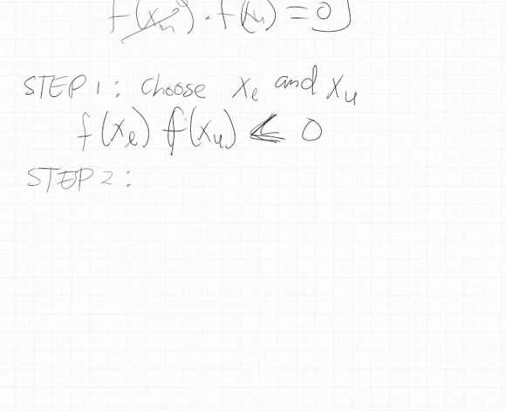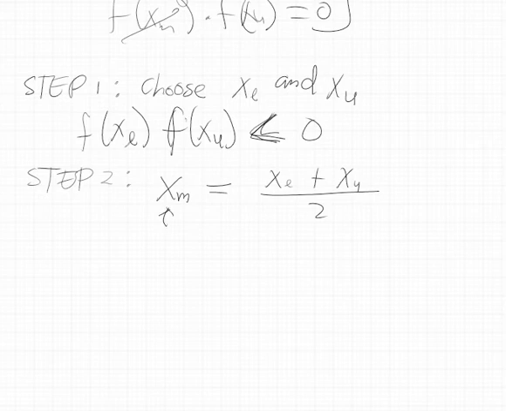So step 2 is to estimate the root. So how do we estimate the root? Solve for the midpoint, XM. XM will be XL plus XU divided by 2. So step 2, determine the midpoint or estimate the root. This will be our estimated root, XM. And after estimating, we compare.